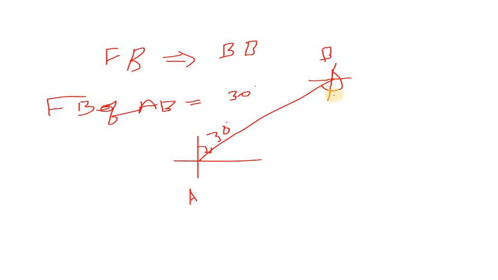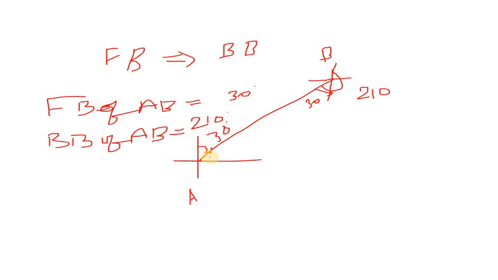So how to find this angle? You know this is 30 degree. You know this angle and this angle are equal by the geometrical property. That means this is 30 degree. You know this is 180 degree. If you add 180 degree plus 30 degree, then you will get this whole angle. How much? 180 plus 30 means 210 degree. It means back bearing of AB is 210 degree.